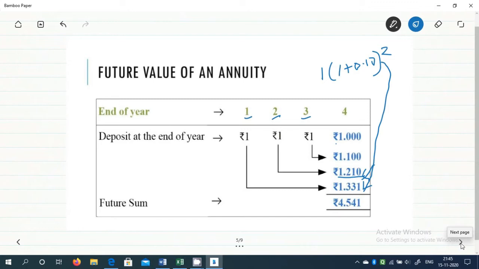So we'll see now how we can formulate a formula for this one. Just like for a single value, we are putting P into 1 plus I to the power n. Similarly, how can we write the formula for an annuity?